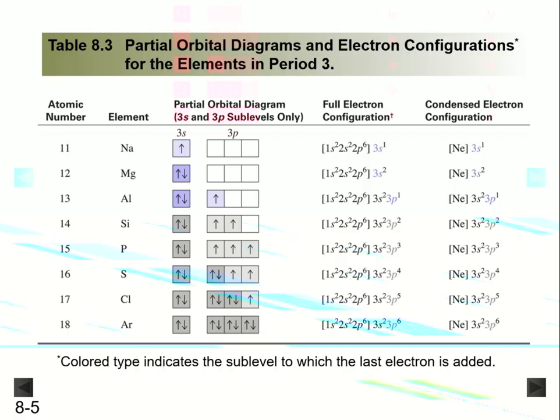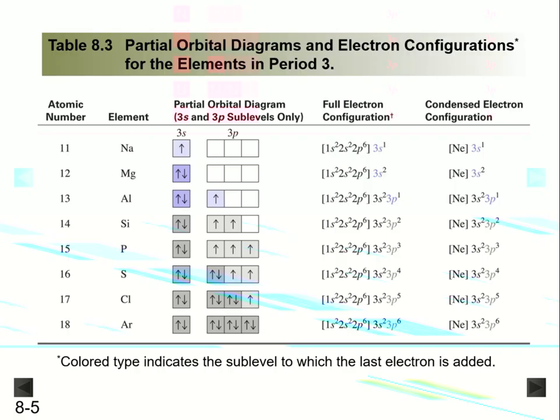Our electron configurations are written out, and you can see all of these down there. You can take sodium as an example, 1s2, 2s2, 2p6. And then we're simply adding electrons to the 3 level. 3s1, 3s2, 3s2 3p1, 3s2 3p2, and so forth, all the way down the column. And we notice that every one of them has the same core group, that is the 1s2, 2s2, 2p6.